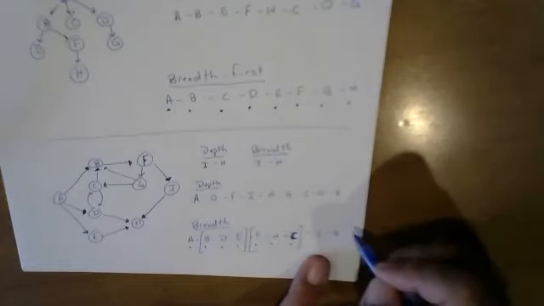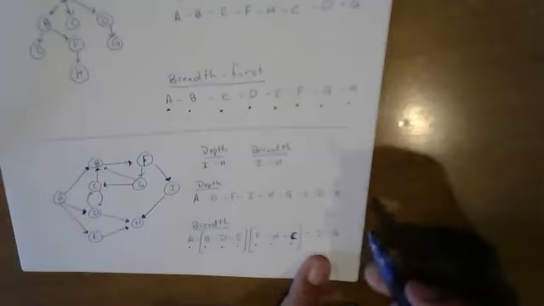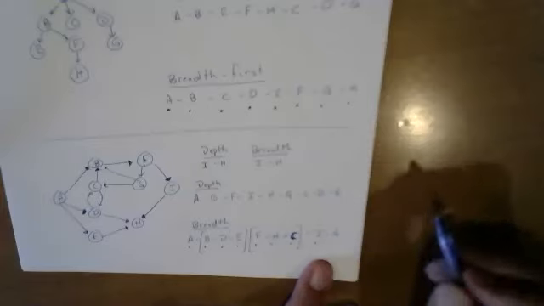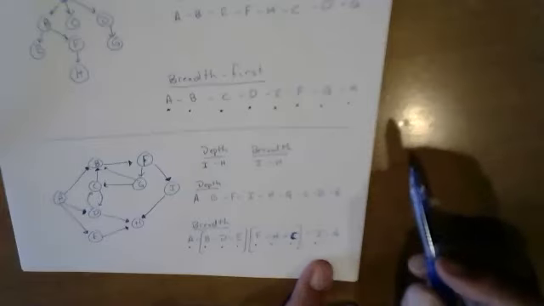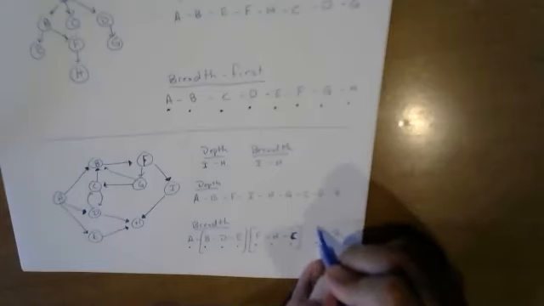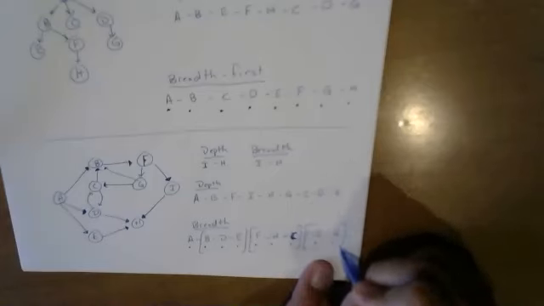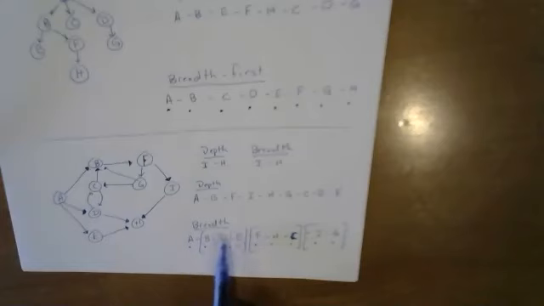So I could even stop here if I wanted to. But if I check, I goes to H, it's already used. G goes to B and C, they're already used, and I'm done. And again, this is 1 flight, 2 flights, 3 flights.